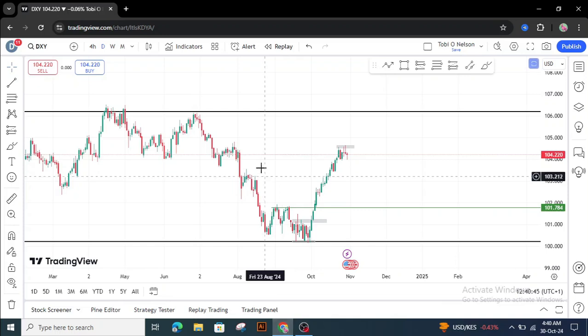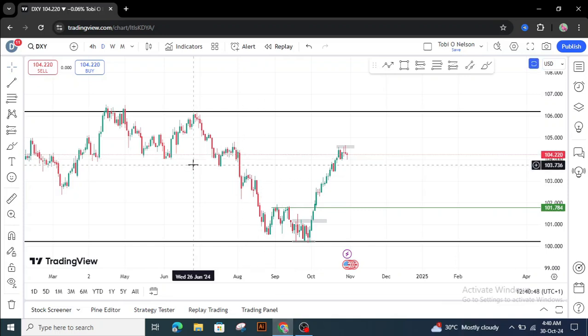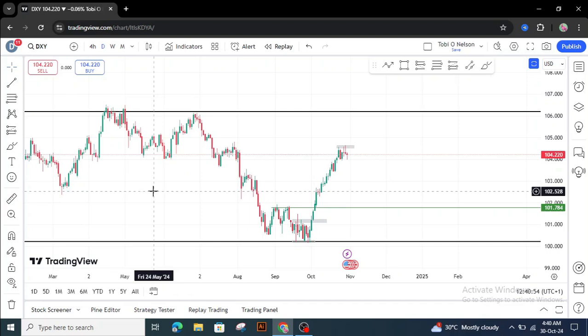So let's go to my computer screen and get it done. Okay guys, now that we're on my computer screen, this is the idea. If you look at the chart that I'm opening here, it's called DXY. It is called the dollar index. I want you to understand how this dollar index works because this is one of the things you'll be using.